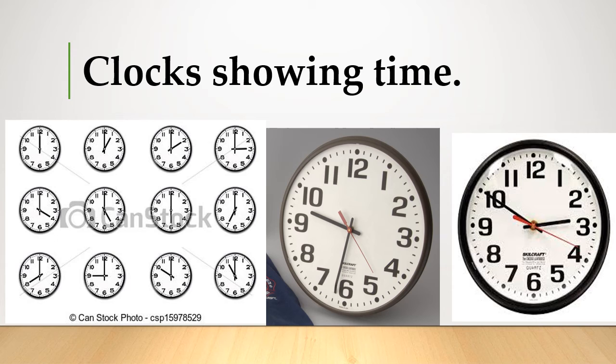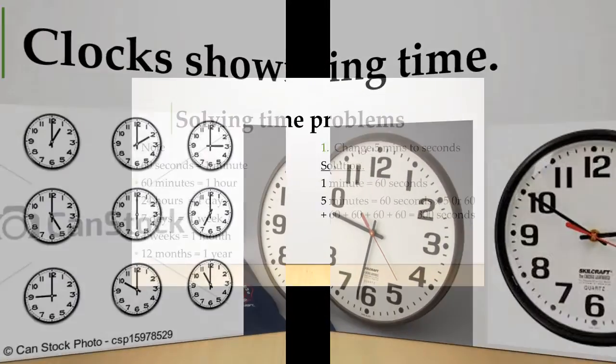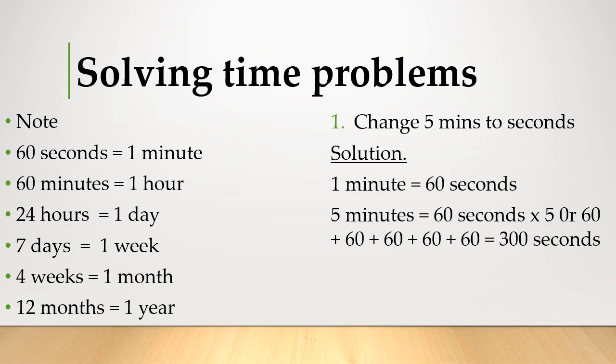So now let's look at solving problems involving time. That poem I just sang for you is written right here on this slide before we go into solving problems. We're looking at 60 seconds make 1 minute, 60 minutes make 1 hour, 24 hours make 1 day, 7 days make 1 week, 4 weeks make 1 month, 12 months make 1 year. So now then, change 5 minutes to seconds.